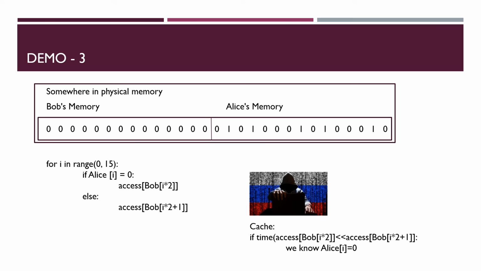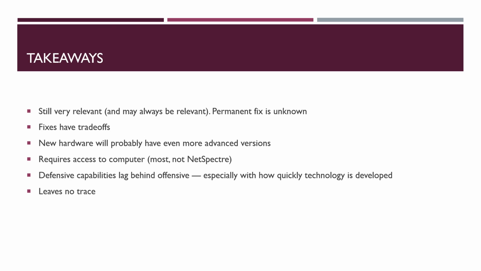Now note that, of course, this is a very simple example of the exploit. Obviously, iterations since then have become a lot more complicated, but this gives an idea of the actual essence of the exploit. So what are our takeaways? It is obviously still a very relevant problem and may always be relevant. A permanent fix is unknown, and obviously the current fixes are not perfect. Fixes have trade-offs. They don't fix everything, and they make performance worse, which means a lot of people might choose to disable them, especially because they are given the explicit option. New hardware will always have more advanced speculative execution, which means more undiscovered bugs and exploits.